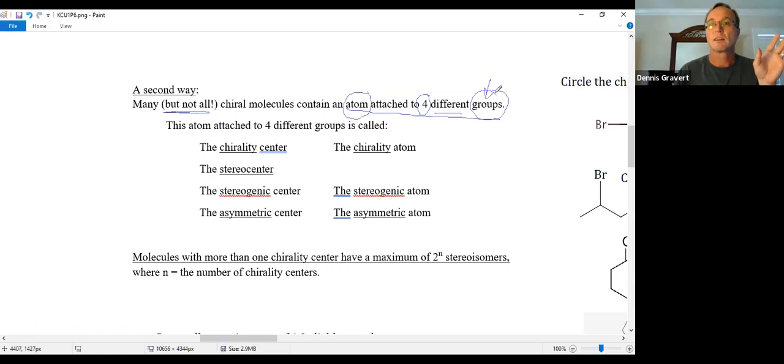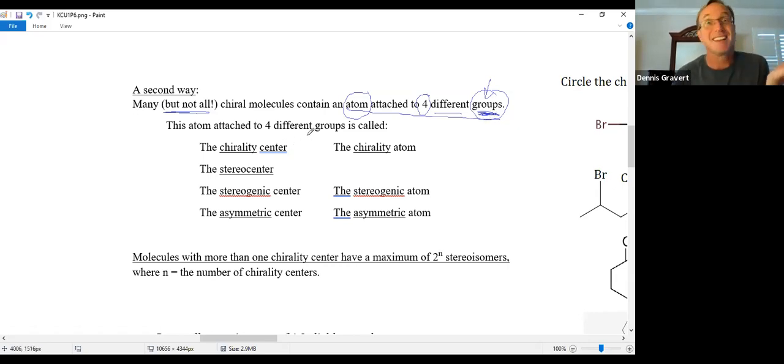Okay, be pretty loose with your definition of a group. It could be 4 different atoms, but it doesn't have to be. It could be 4 different functional groups. It could be 4 different types of branches, 4 different things. Okay, we'll do some practice with that in a second.